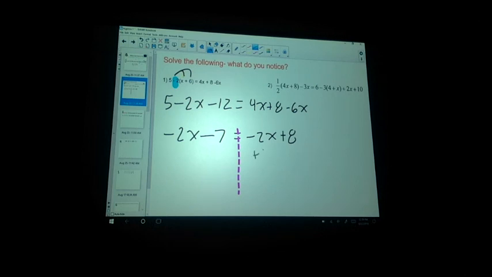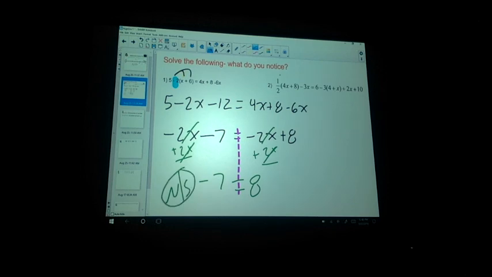Okay, so can I add 2x to both sides of the equals sign? Can I do that? What do you notice? There is no x. Yeah. Is -7 equal to 8? Did we discover this lifelong mystery of math? No solution. Yep. Good job. No solution.